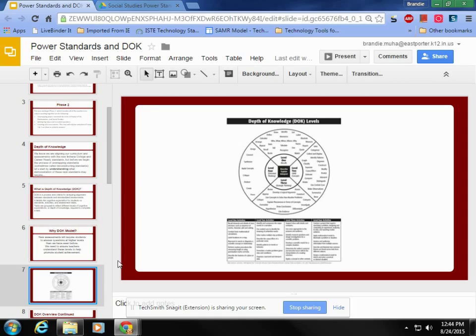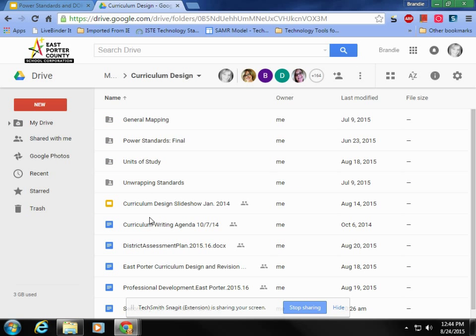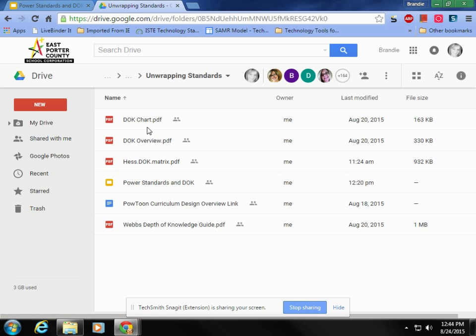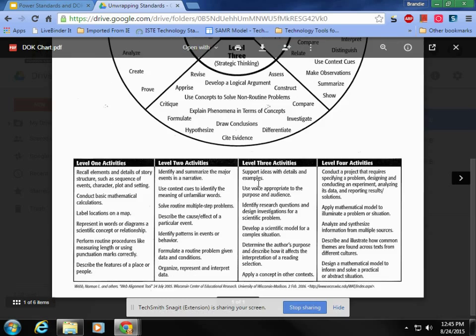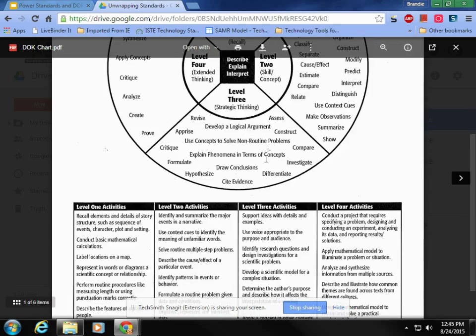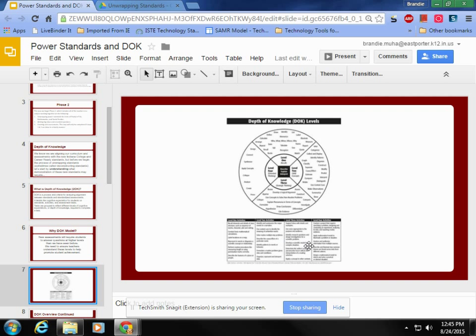This is the DOK chart. You have a copy of the DOK chart in your Google folder under Curriculum Design in the Unwrapping Power Standards folder. I'm going to show you where that is now. Again, if you go into your drive, go to Curriculum Design, Unwrapping Standards, you're going to see a DOK chart. When you open it, you can either print it to save, or you can just look at it online as well. You can pause the video now if you would like to open the document before moving on, and press play when you are ready to begin again.